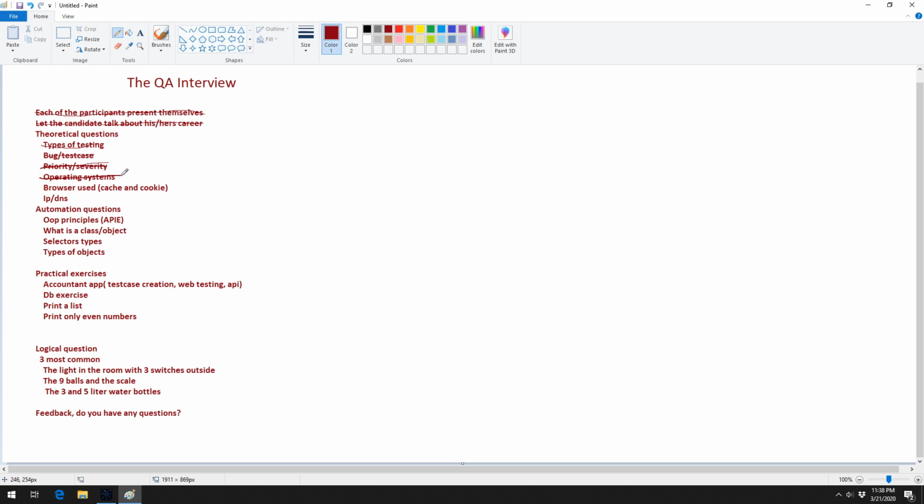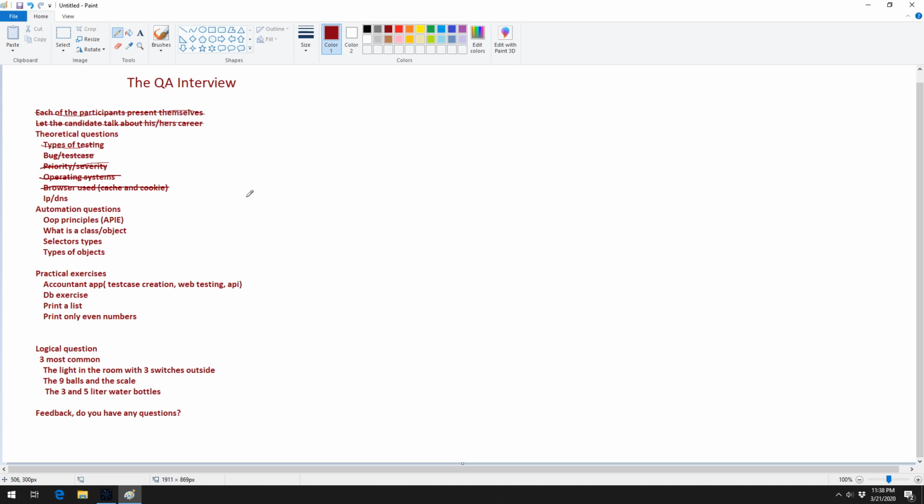Let's move on. Browser used. For browser used, we are mostly interested in, for example, does he know what a cache is, what a cookie is for a browser, what's the difference between HTTP and HTTPS, what's a security certificate, and stuff like that. I'm not really going to give you the answer to all these questions because you can Google these yourself, but I'm just going to go through each step by step.